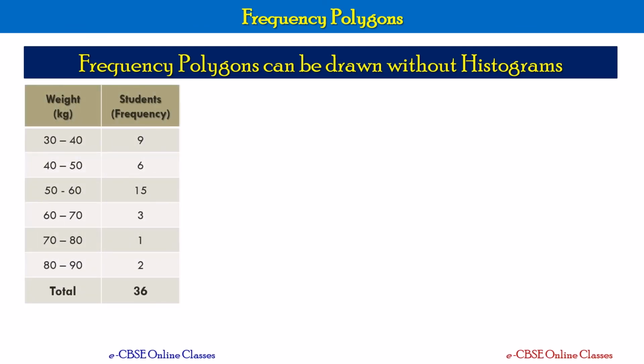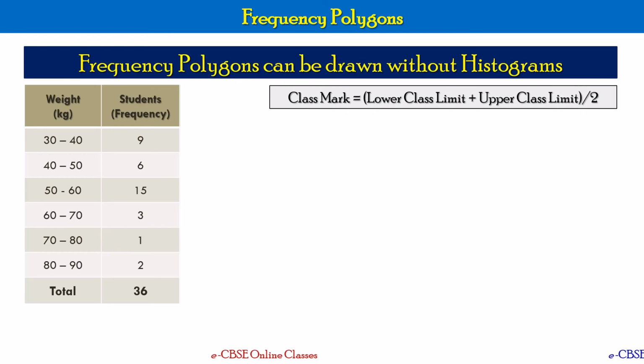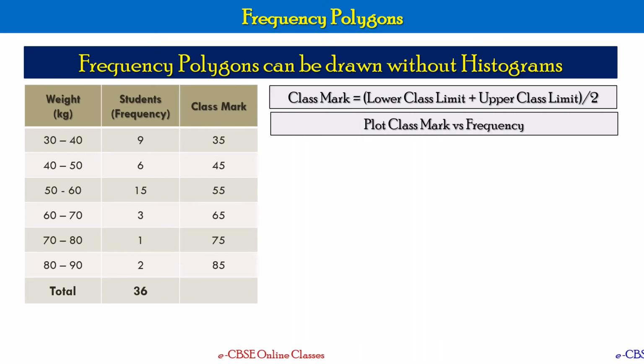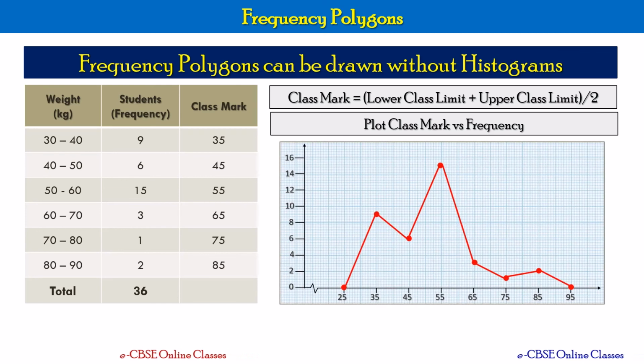So you have data like this which has classes and corresponding frequencies. Now what you need to do is calculate for each class something called the class mark, which is nothing but the average of the lower class limit and upper class limit. So for example, for the class of 30 to 40, the class mark will be 30 plus 40 by 2, that is 70 by 2, which is 35. Similarly, you calculate the values for all the classes and make a third column, that is the class mark. And now all you need to do is plot class mark versus frequency. So the polygon will look something like this. You see, this is exactly similar to the polygon that we constructed earlier. Okay.